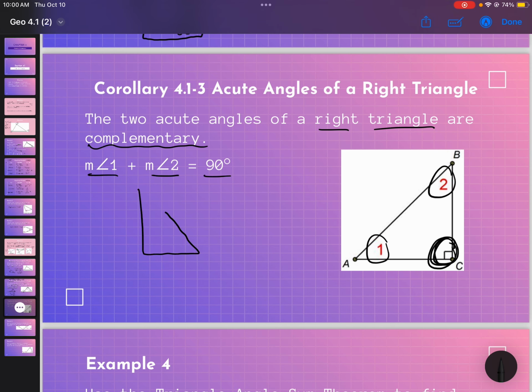Sometimes you'll see a problem like this, where you're dealing with your right angle, they're going to give you one of those angle measures, they're going to ask you for the other one. Instead of adding all three of these up to 180, you could just directly jump to x plus 60 equals 90, which must mean that x is 30 degrees. All right, that's really all that we're doing with those corollaries.